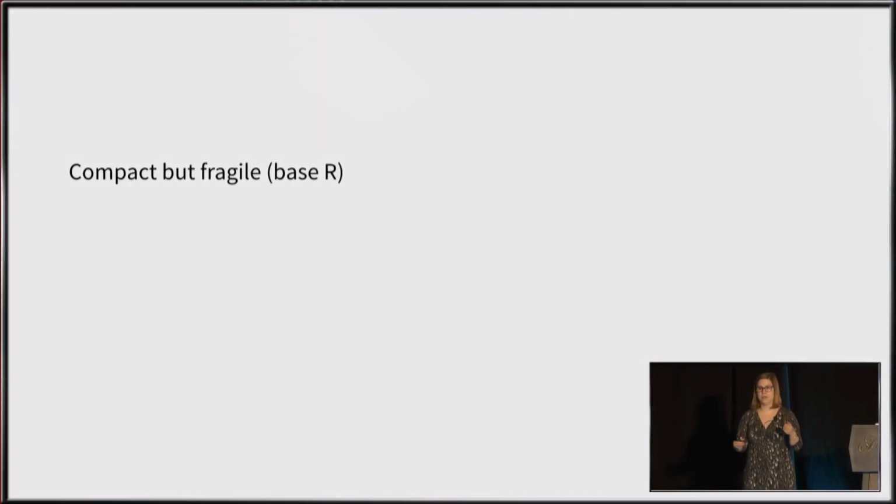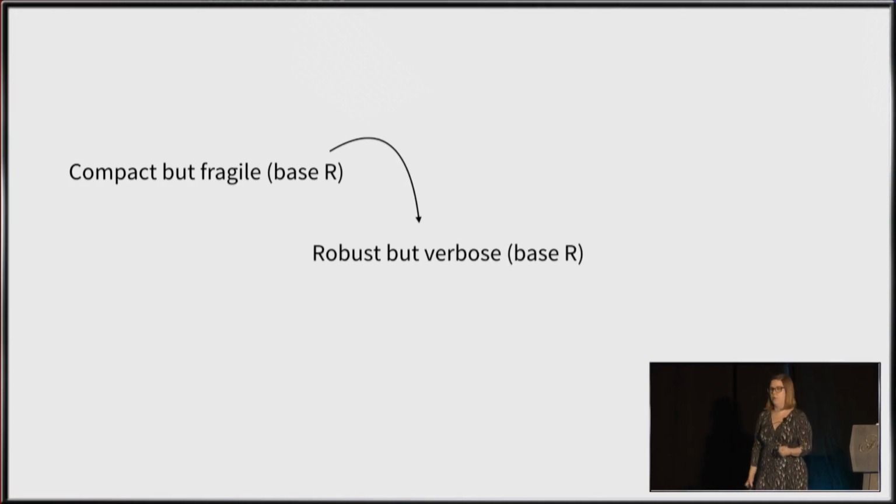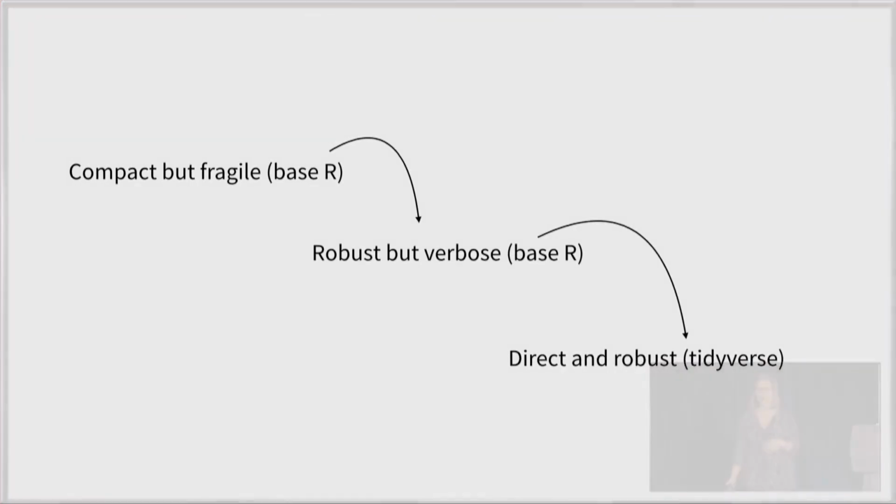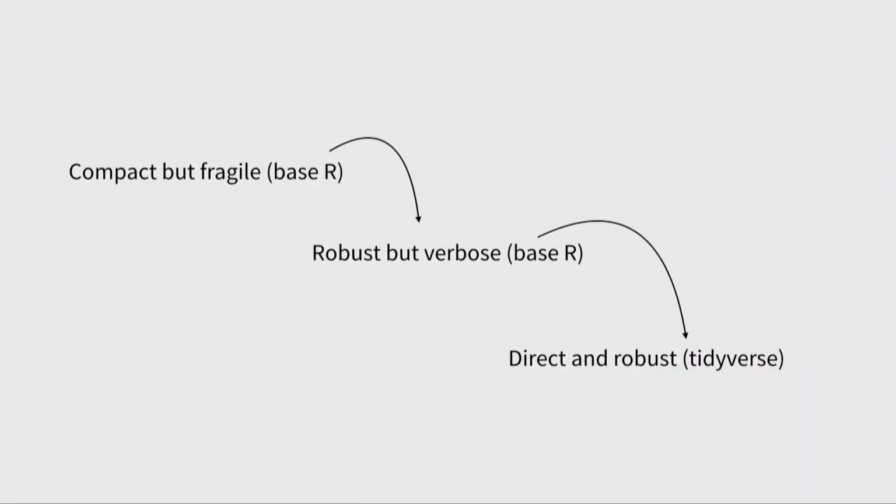So what this allowed us to do, the development of forcats with our paper, is compare several different methods for the same problem. So we often show a compact but fragile way to do things with base R. We show a more robust but verbose, many lines and very repetitive coding solution in base R. And then we show the direct and robust solution from the tidyverse.